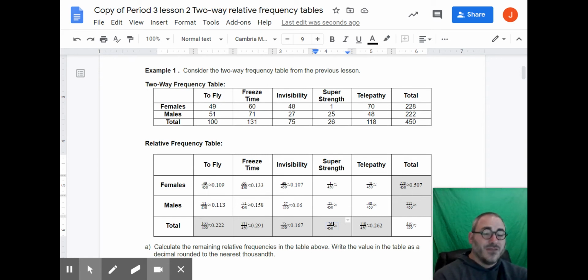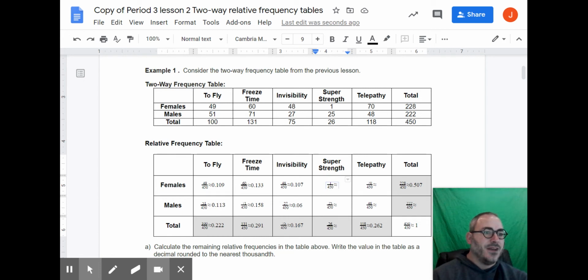And finally, with 450, guess what? I put in 450 divided by 450. Because hopefully you can do this right in your head, right? What is 450 divided by 450? Hopefully you know that's 1. In other words, 100%, right? 450 respondents out of 450 equals 100% of our respondents. So really what's left for us to do here is to run these calculations.